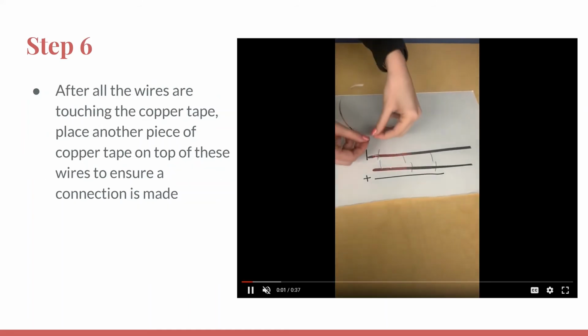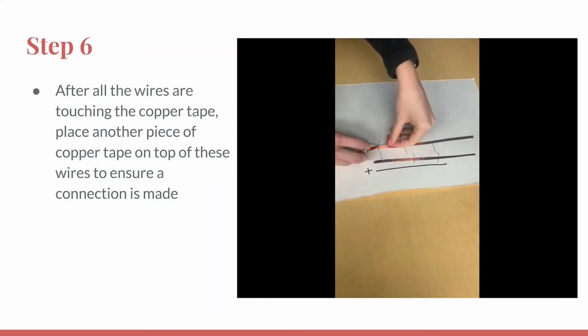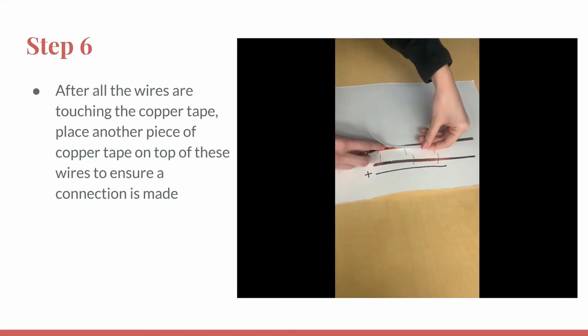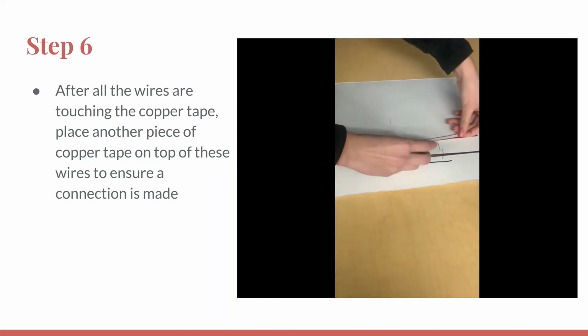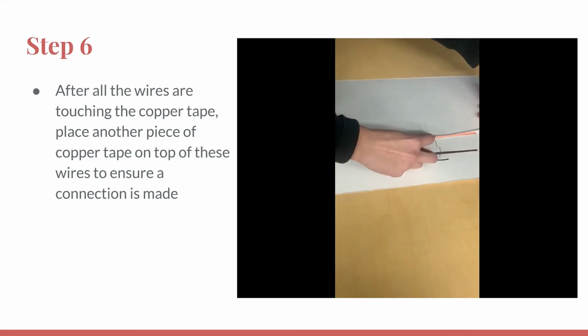After you have connected all of the wires to the copper tape, we'll need to secure these wires in place. In order to do this, place another piece of your copper tape on top of these wires to ensure that there is a secure connection.